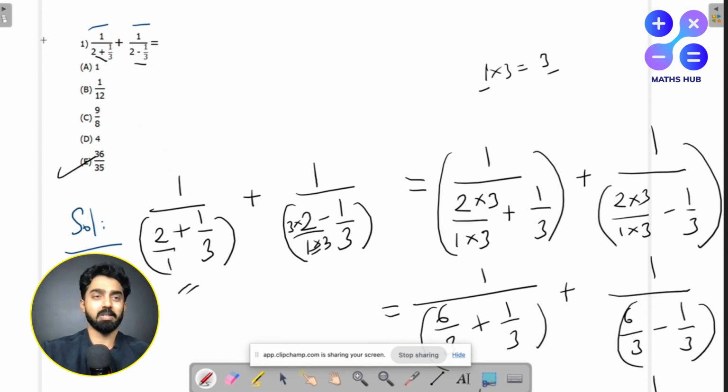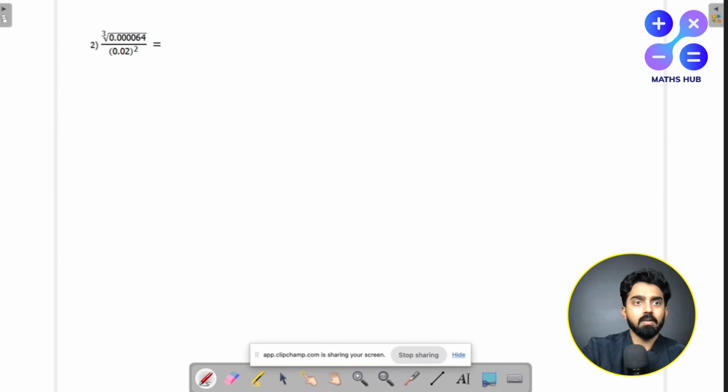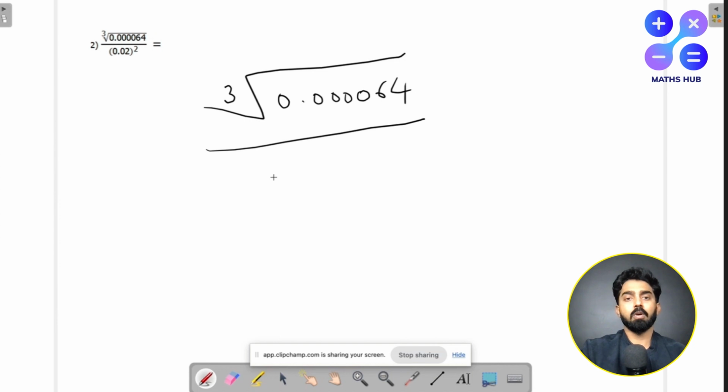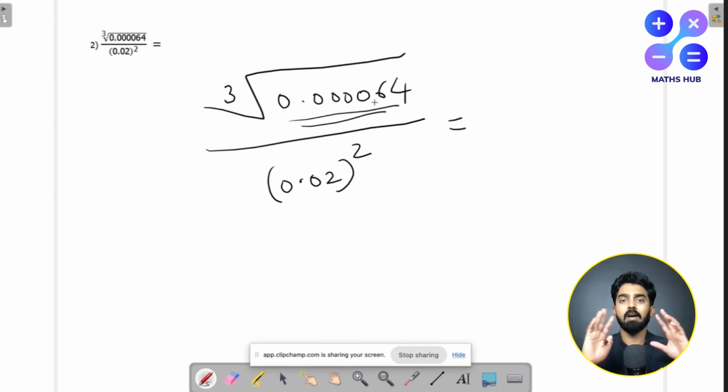Great. Let's move to the next question. This question looks a little bit, it's a combination of cube roots, squares, and fractions. So let's tackle that. The numerator is the cube root of 0.000064, and the denominator is 0.02 squared. To solve any such question where you have a cube root or a square root, you must try to break up the number inside into factors.